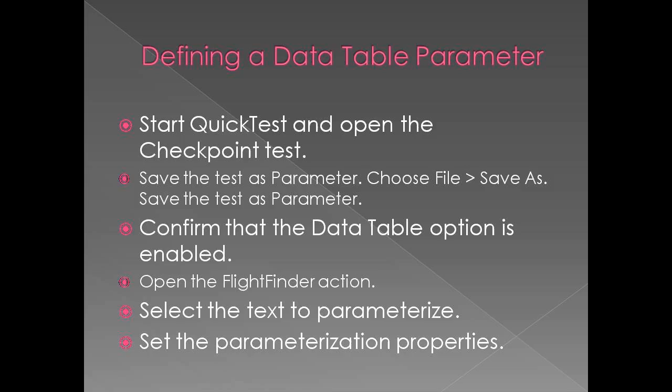In the previous lessons, you reserved a flight from New York to San Francisco. New York is a constant value, which means that New York is the departure city each time you run the test. In this exercise, you will make the departure city a parameter so that you can use a different departure city for each test run.